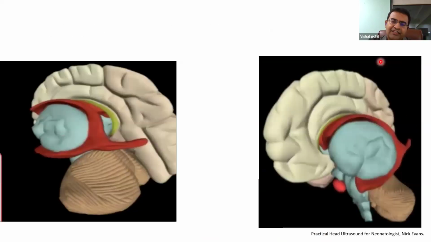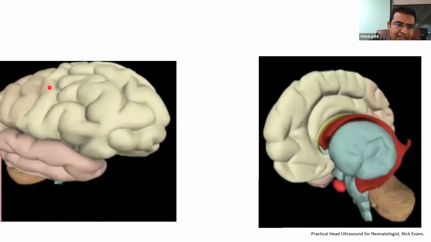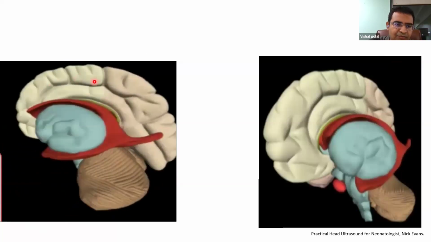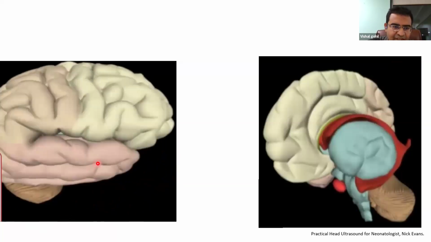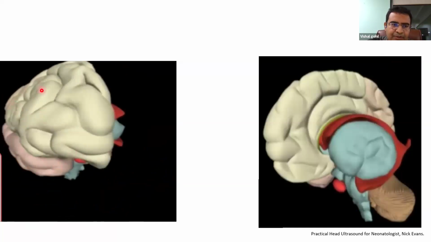So in the initial slide, we discussed the lateral ventricle, third ventricle, fourth ventricle anatomy. Then we added the basal ganglia, followed by the cerebellum. Now I am going to add the cerebrum. Okay? This is your frontal lobe, occipital lobe. This is your temporal lobe and this is your parietal lobe.